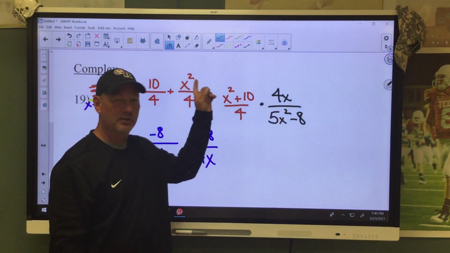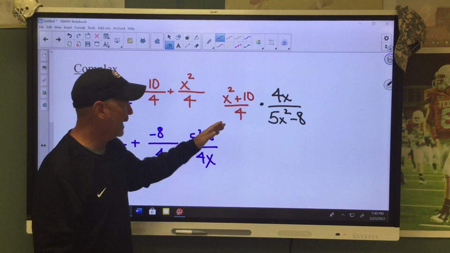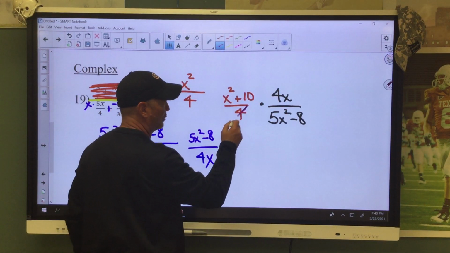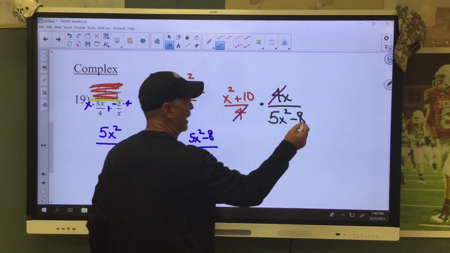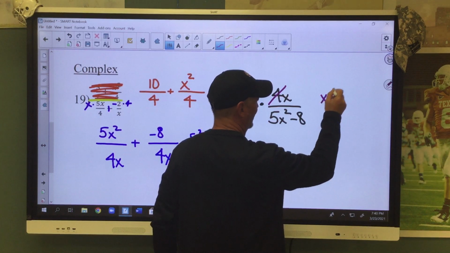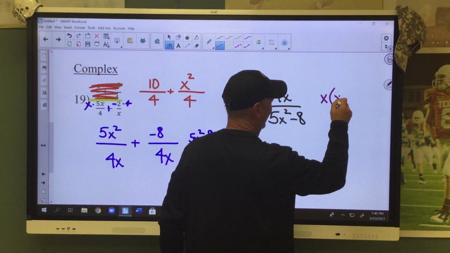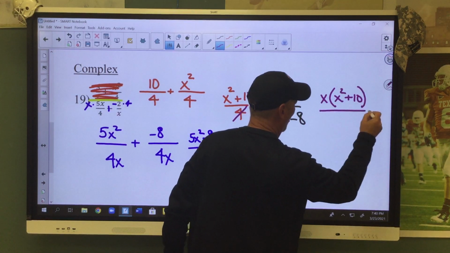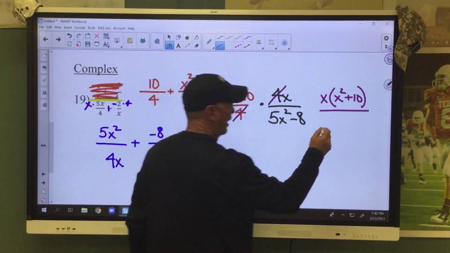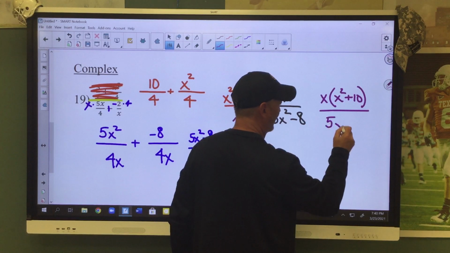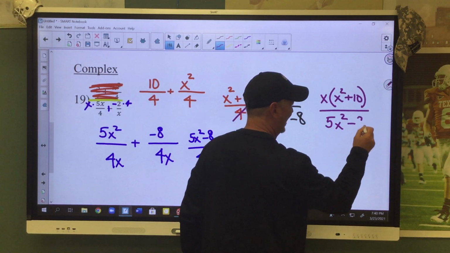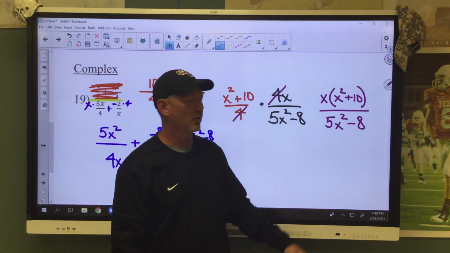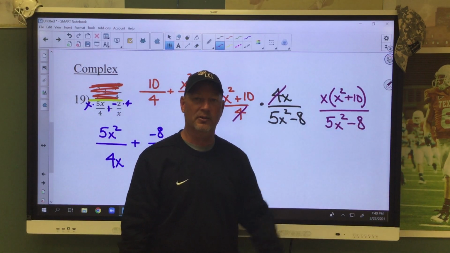I cannot reduce this. I cannot reduce this, but I can reduce my 4's. My 4's will cancel. This will cancel. This will cancel. I am looking at x times x squared plus 10 over 5x squared. And again, it depends on how your teacher wants you to write your answer. Do they want you to distribute the x or not?